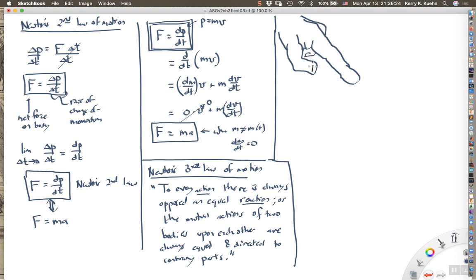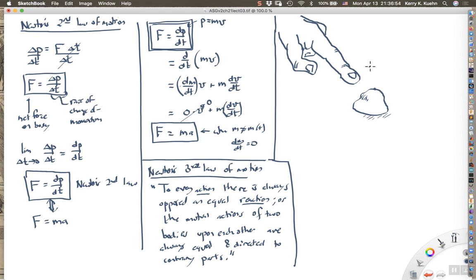All right, so here is, I guess, your finger. So draw a couple of knuckles. Okay, so there's your hand. And here's a stone. Okay, so here's your stone, whatever. And what this is saying is, if your finger is pushing on the stone, the stone is pushing back on your finger.